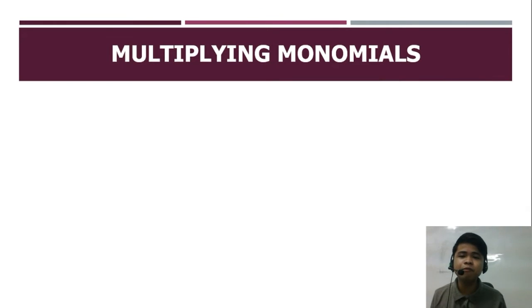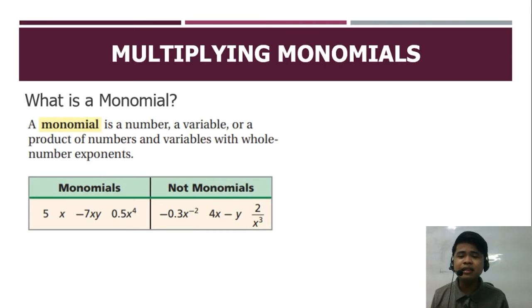Okay, multiplying monomials. But what is a monomial? When we say monomial, it is a number, a variable, or a product of numbers and variables with whole number exponents. Take note of the phrase with whole number exponent. We have examples of monomials here. First is 5. 5 is a monomial, or any constant is a monomial.